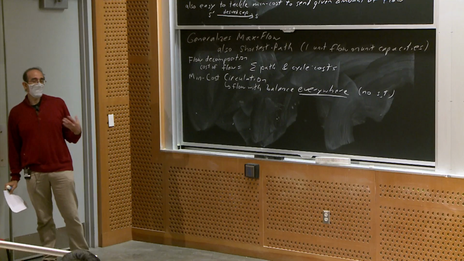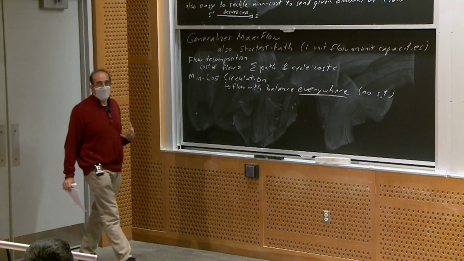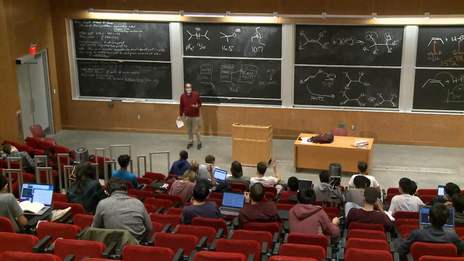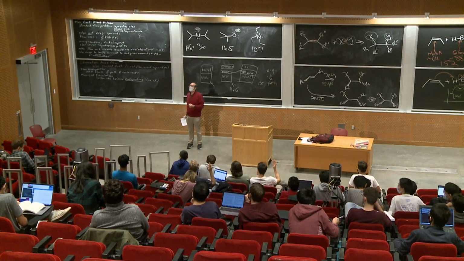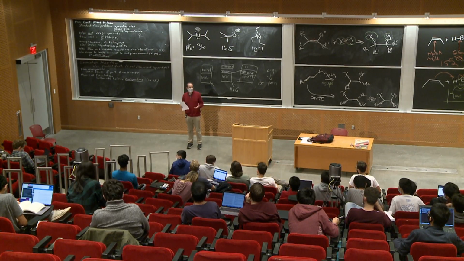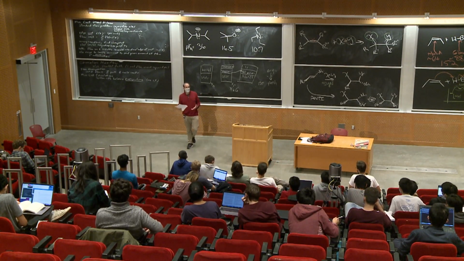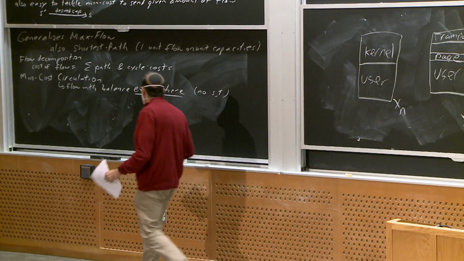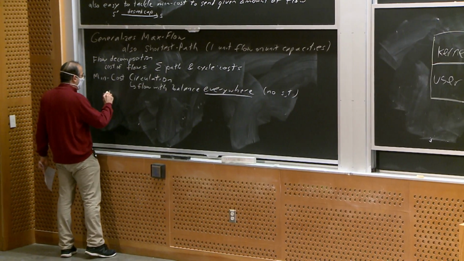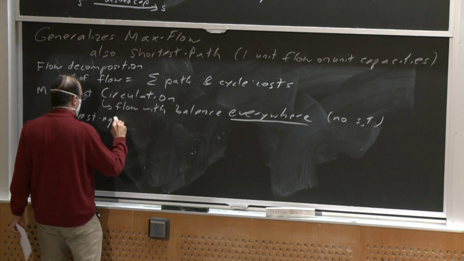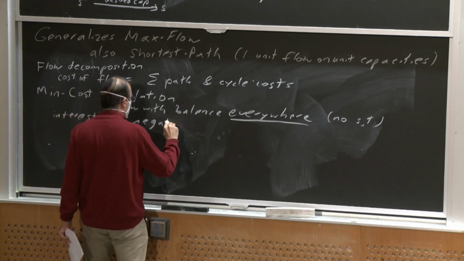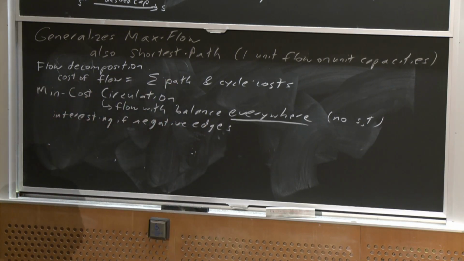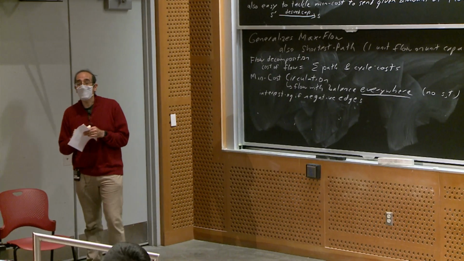Now, there's a certain case where it's trivial. If all of the edge costs are positive, then what's the min cost circulation? It's very positive, so you don't want it. If the edge costs are positive, then any circulation is going to cost something, and so you don't want it. So the optimum min cost circulation is 0. But if there are negative edges, then the min cost circulation problem becomes very interesting.